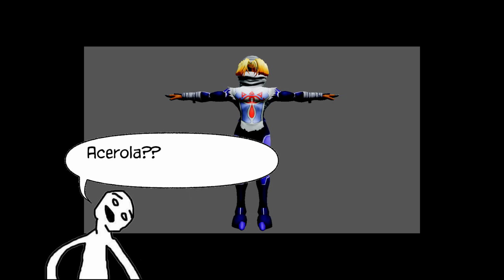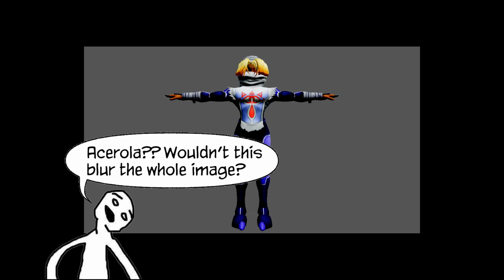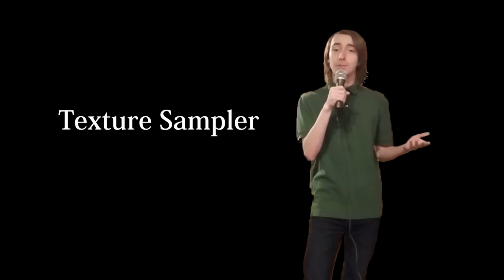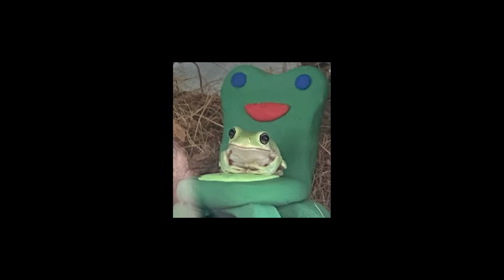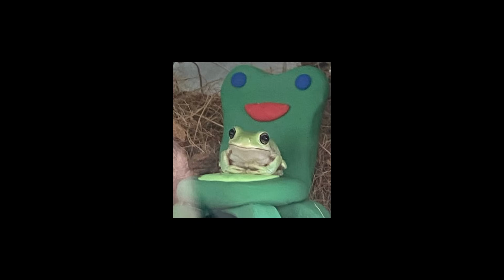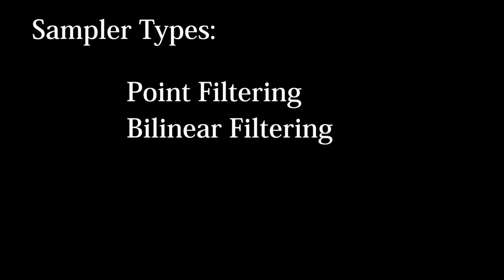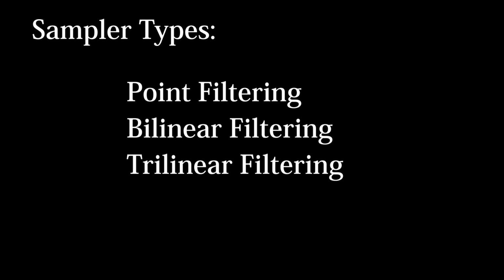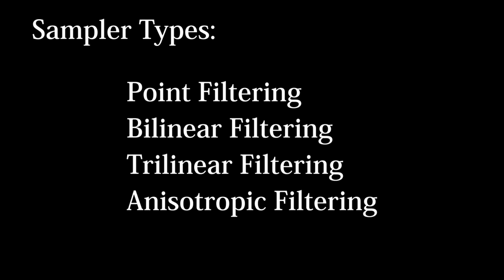But Acerola, wouldn't this blur the whole image? Maybe. That depends on the texture sampler we use when we do the scaling. Texture samplers control what happens to pixels when they are upscaled or downscaled. Specifically, they define what happens when there's either not enough space for all the pixels, or there's too much space. The four most common sampler types are point filtering, bilinear filtering, trilinear filtering, and anisotropic filtering.